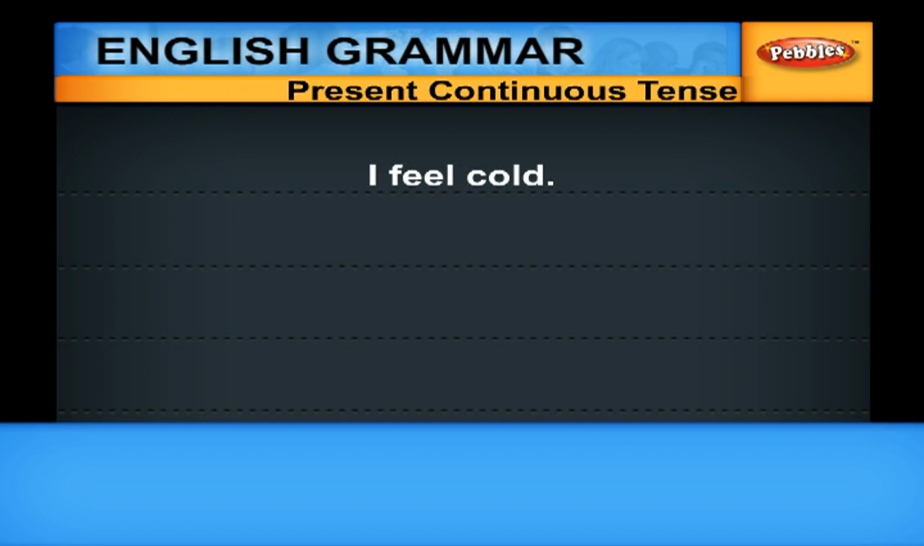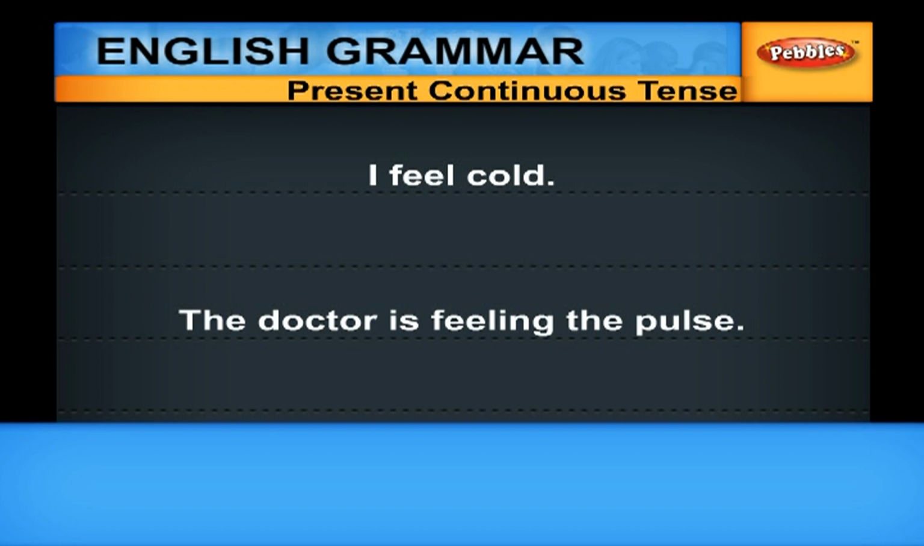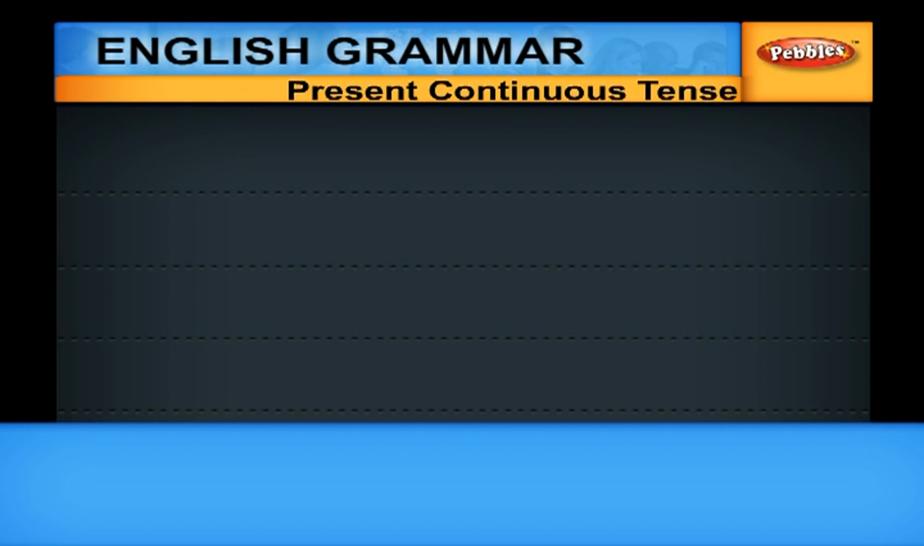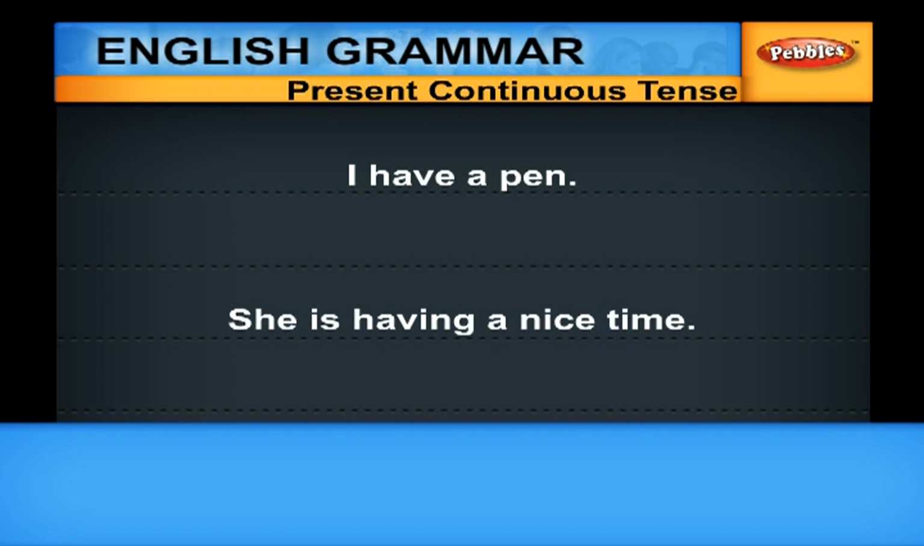Of course, you can say that the doctor is feeling the pulse, where it is acceptable. But we don't say, I'm feeling bad. We have to say, I feel bad. Similarly, you have to say, I have a pen. It is incorrect to say, I'm having a pen. But you can say that she is having a nice time, where it is acceptable.